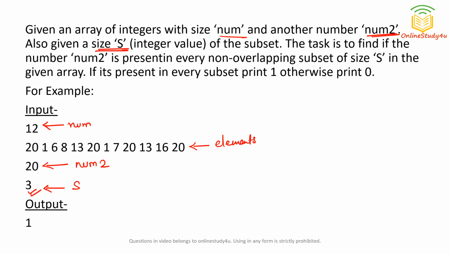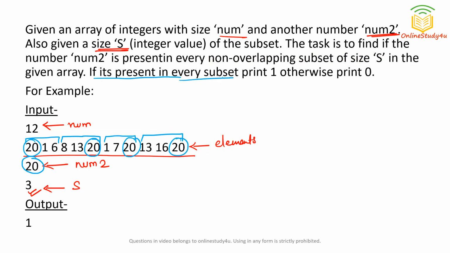It means we have to select all the non-overlapping subsets of size 3 from this array. Let us do so. This is the first non-overlapping subset. Then this is the next with 3 elements. You can see every subset has 3 elements. Now, is 20, the number to be searched, present in the first subset? Yes, it is present. Is 20 present in the second subset? Yes, it is present. In the next subsets also it is present. If it is present in every subset, you have to print 1. That's why you can see the output is 1. Otherwise you have to print 0.